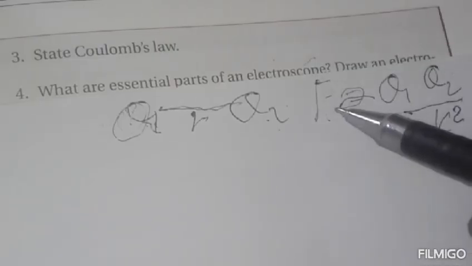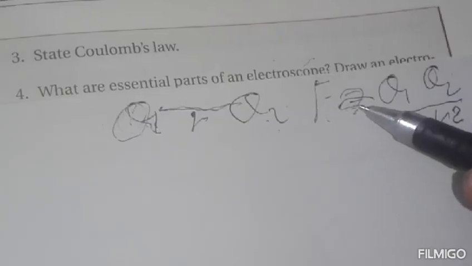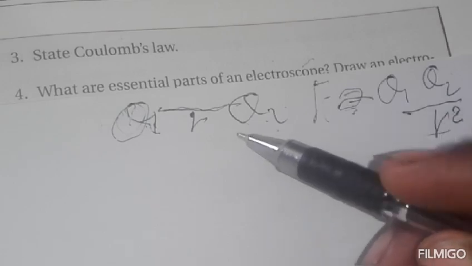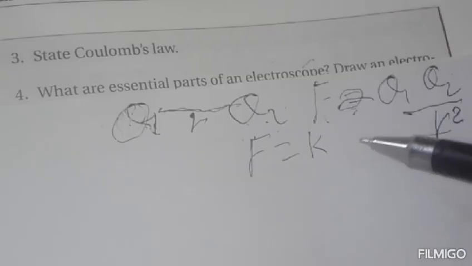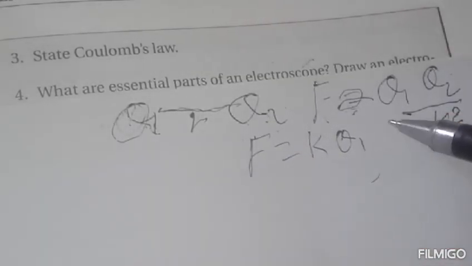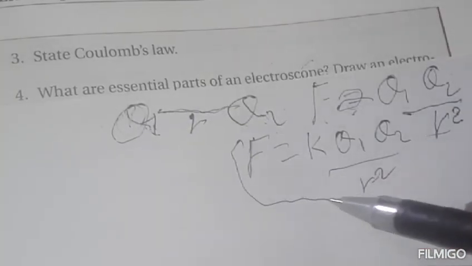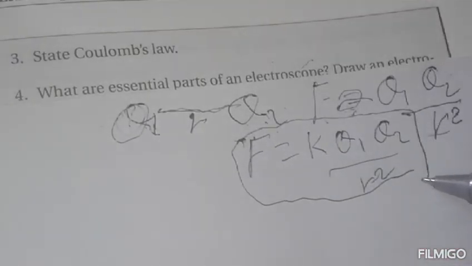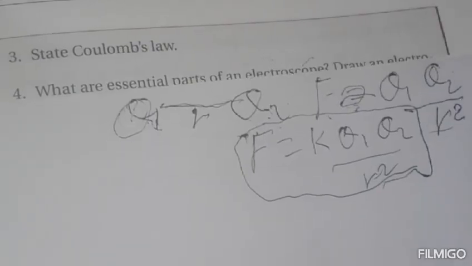So as to make the proportionality an equality, we have to apply Coulomb's constant. So electrostatic force is equal to Coulomb's constant K times the product of these two charges, charge 1, charge 2, over the variation distance r square. This is Coulomb's law, which is the relation between the product of charge and the gap distance square explained by Coulomb. So you have to state it like this.